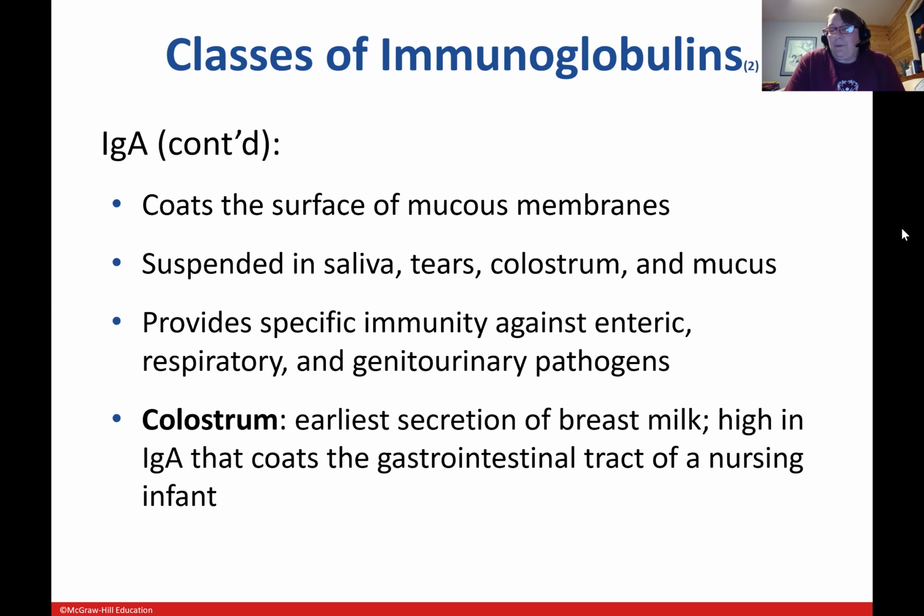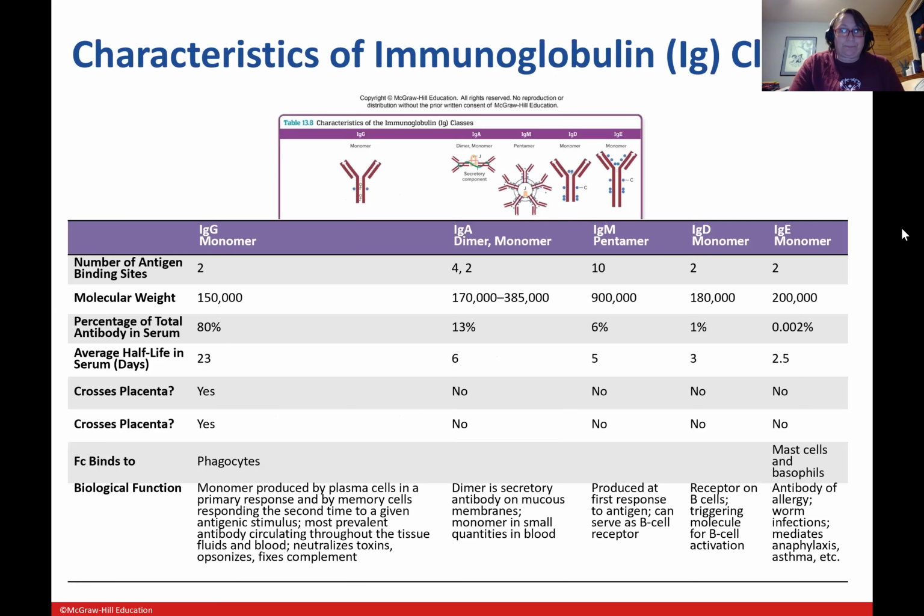Remember that infants are born with virtually no immune system. So in the mother's milk, there are these IgA antibodies which provide temporary immunity based on the things that the mother is immune to. Those IgA antibodies provide the baby's very first immunity until it can build up its own immune system.